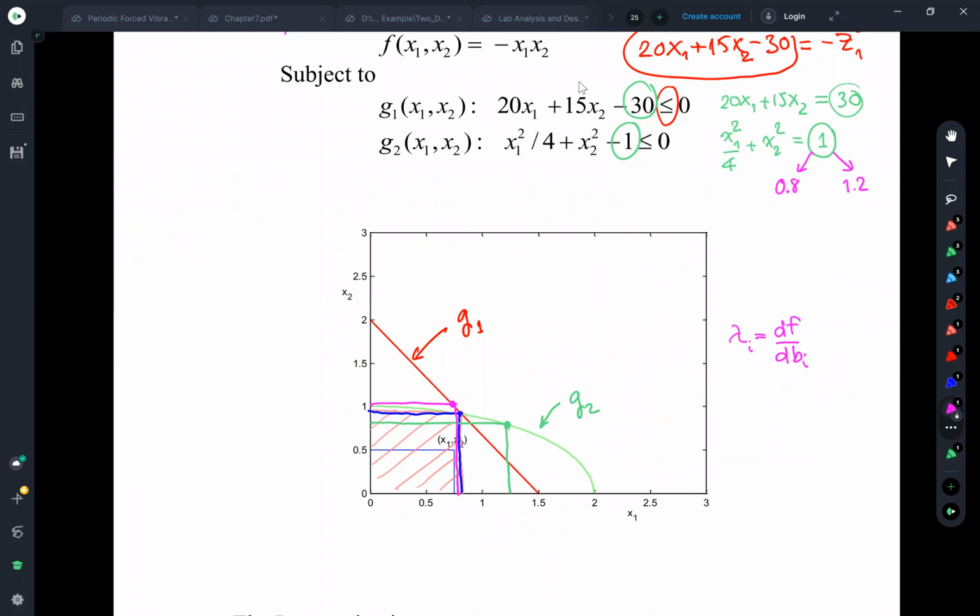About increasing the area. The objective is to increase the area. So please think about this. I will try to provide the link for you.